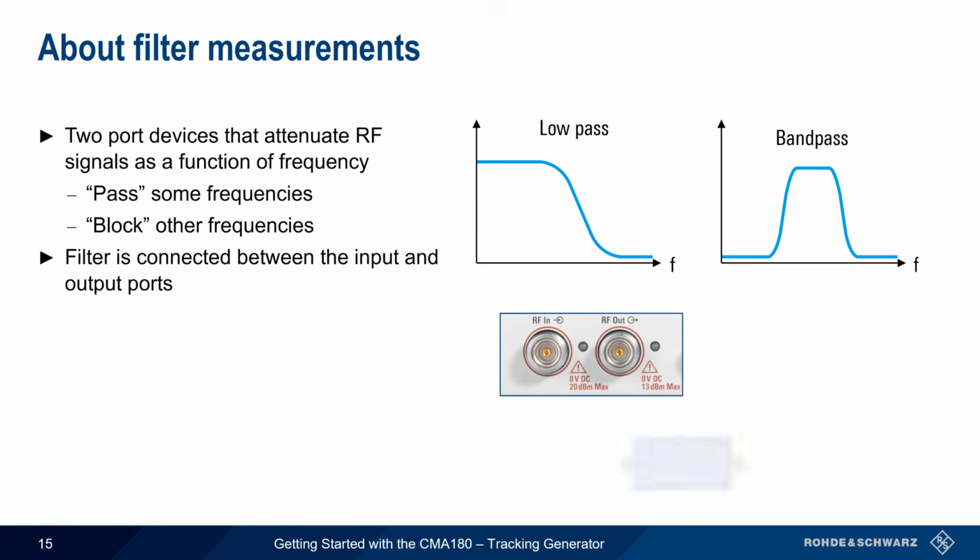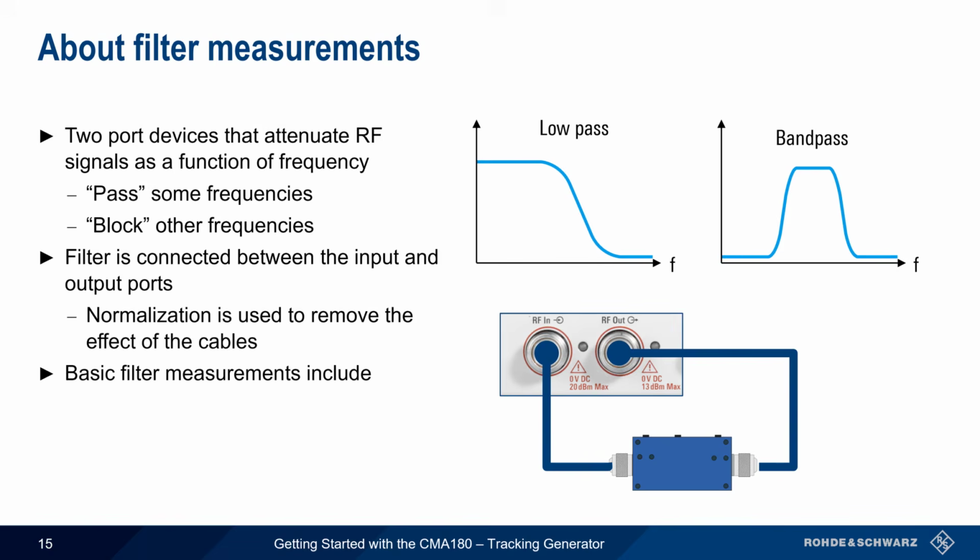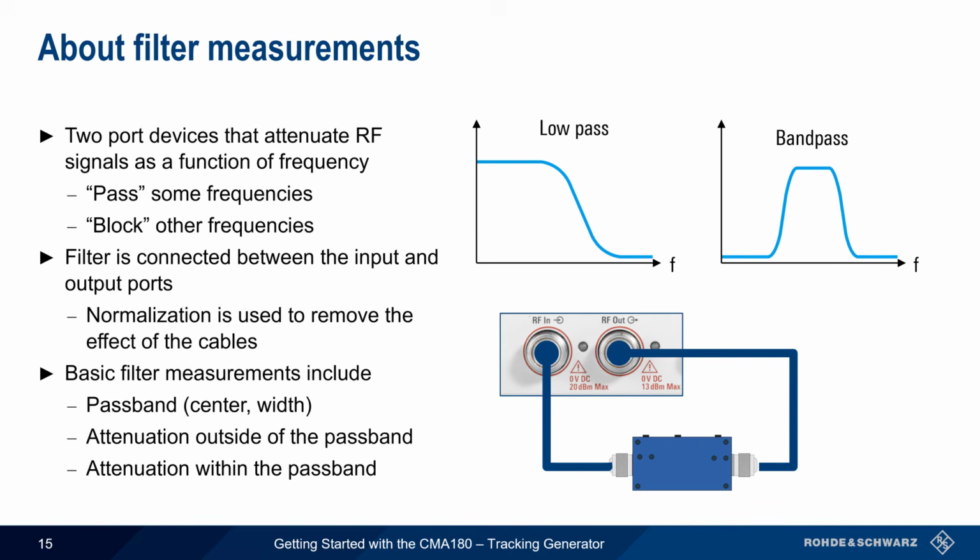Filters are measured by connecting them between RF output and input ports, and a process called normalization can be used to remove the effect of the connecting cables. Basic filter measurements include determining the passband, as well as determining the amount of attenuation both outside and within the passband. Next, let's go through how to make these measurements using the CMA180.